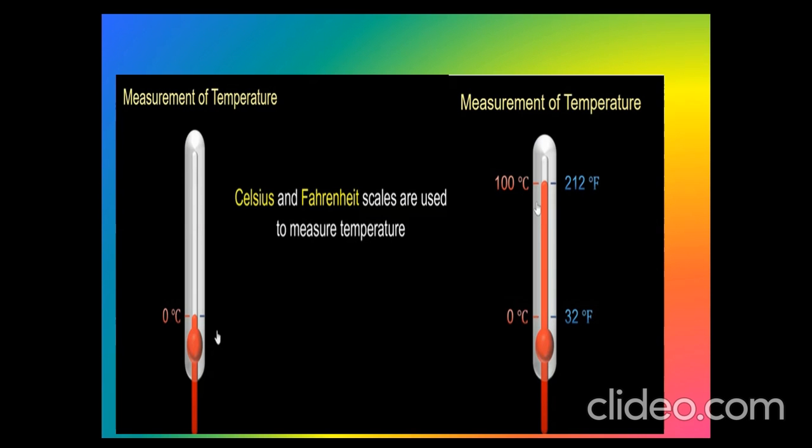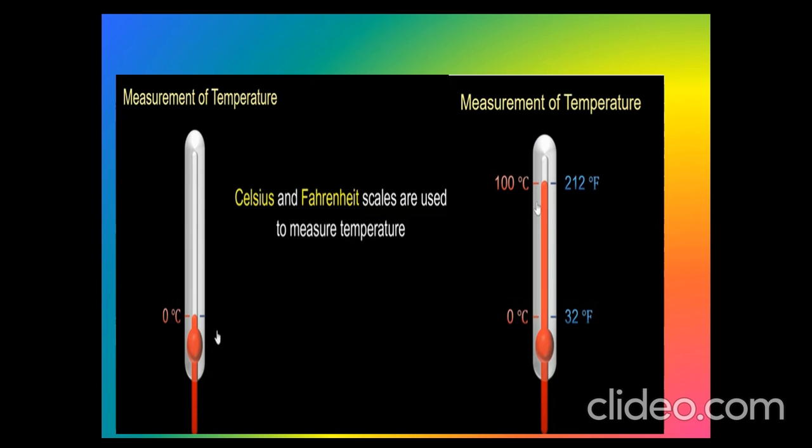You can see over here 0 degree Celsius is equivalent to 32 degrees Fahrenheit. Celsius is represented by C and Fahrenheit is represented by F. 100 degrees Celsius is equal to 212 degrees Fahrenheit.